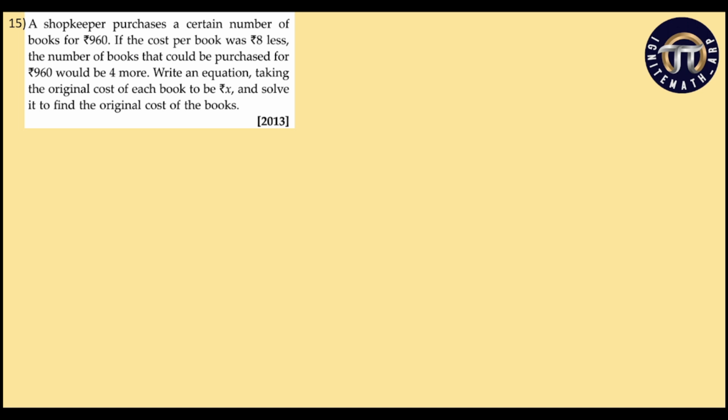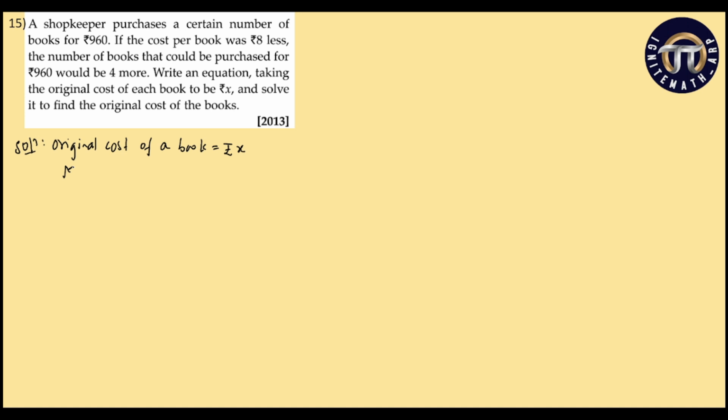If the cost of the book was rupees 8 less, then the number of books that could be purchased for rupees 960 would be 4 more. Write an equation taking the original cost of the book as x. So let the original cost of a book be rupees x.